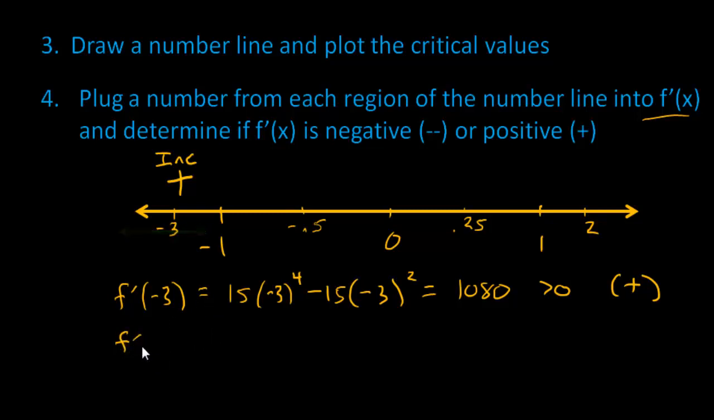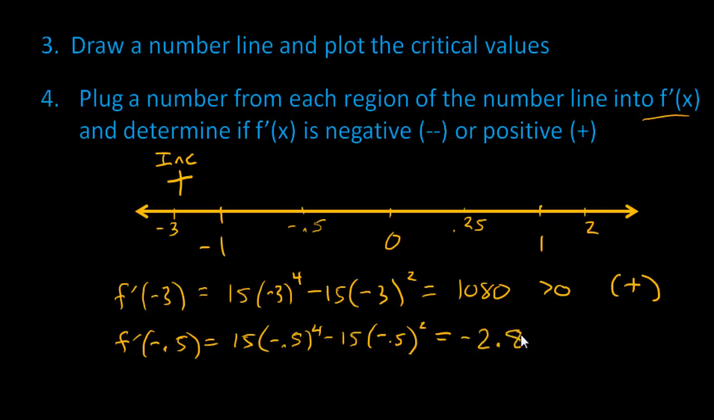And let's go ahead and go to the next region, f prime of -0.5. And hopefully you see what I'm doing here. All I'm doing is plugging the numbers into the derivative. If we plug that in correctly, we should get something like -2.8125, which is negative. So that means we're going to have a minus sign here. It's a big minus, which means we are decreasing in this region.